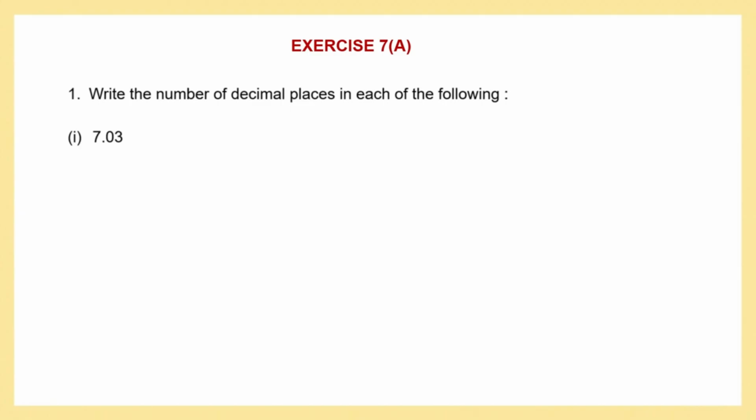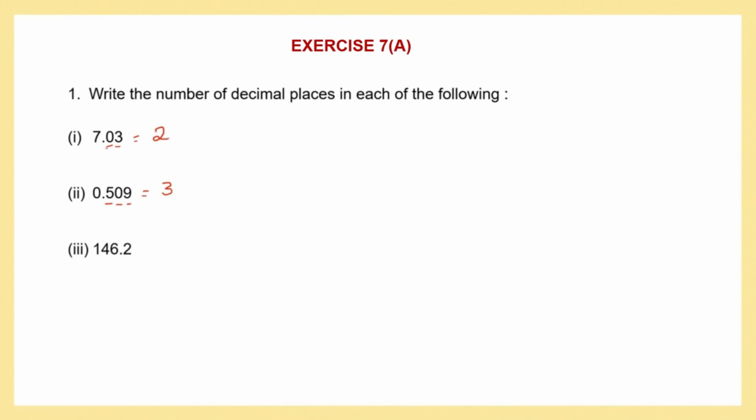You have to count the number of digits after the decimal point, and that will give you your decimal places. So here in question 1, after the point we have two digits, 1 and 2. So the number of decimal places here is 2. Question 2. Count the number of digits after the decimal point: 1, 2, 3. So the number of decimal places here is 3.